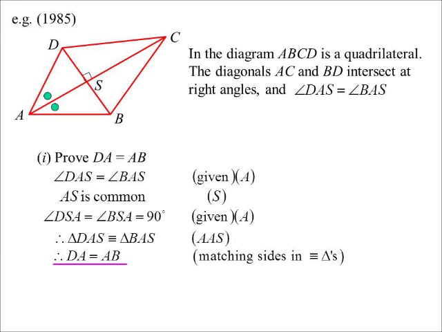Matching sides in congruent triangles. The other way some people write it is corresponding sides in congruent triangles. People tend to go with matching rather than corresponding because they get confused with corresponding angles in parallel lines. But it means the same thing, because corresponding just means in the same position. So matching sides are in the same position, or corresponding angles are in the same position.